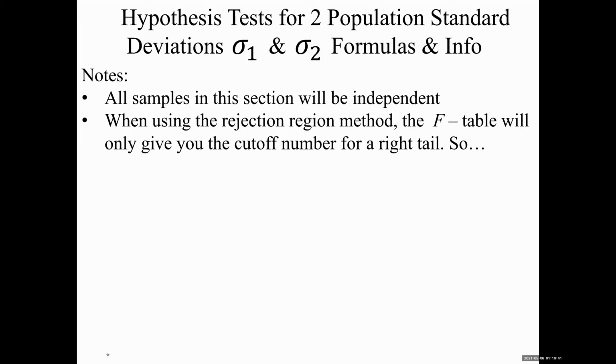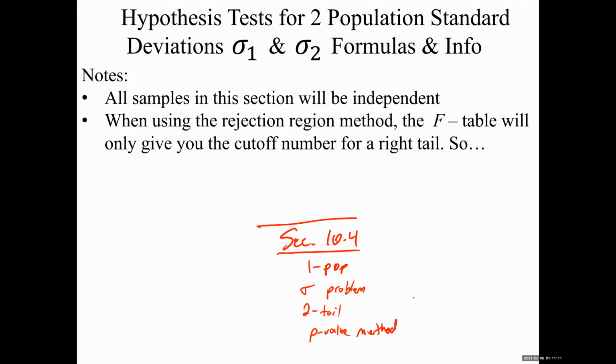Let me remind you, in section 10.4 there was one weird situation. It was a one population sigma problem, a two-tail test, and p-value method. This was a weird situation that we saw in section 10.4, and I told you to put a star next to it and go over it before the exam in case it shows up, which there's a high chance it will, because it's a little bit of a weird situation.